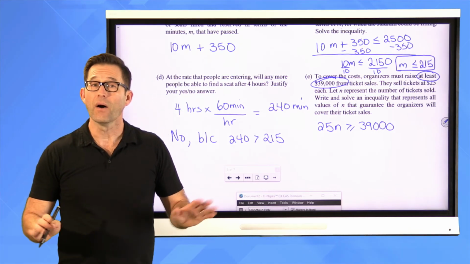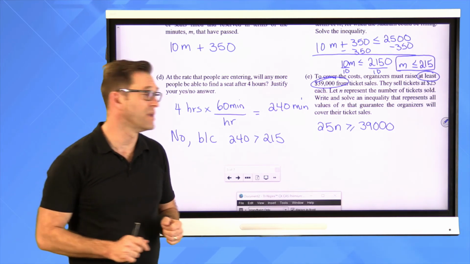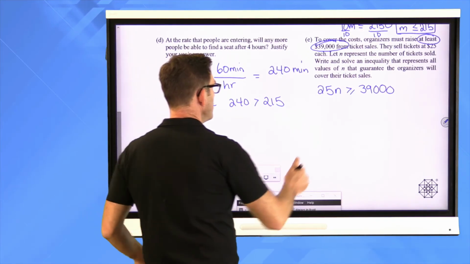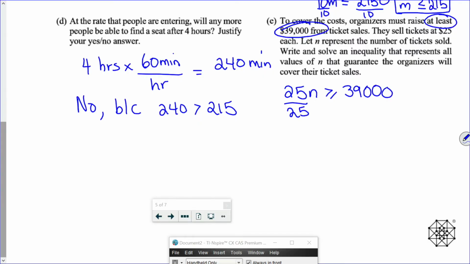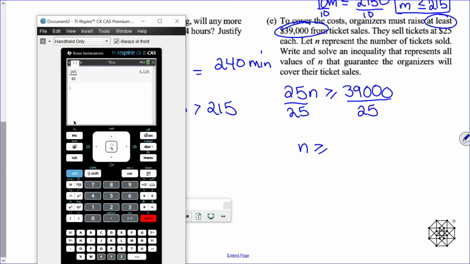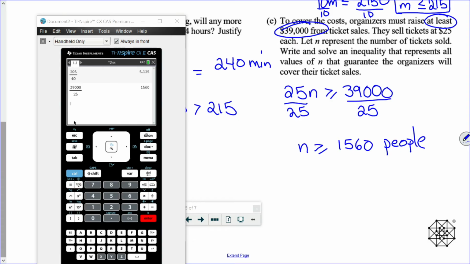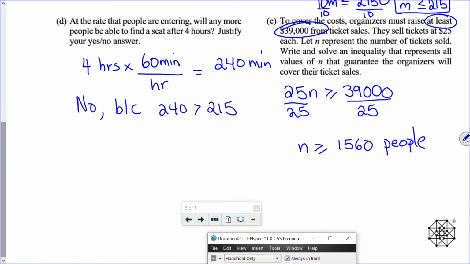Now solving this inequality is going to be a piece of cake. All I have to do is divide both sides by 25. Since I'm not dividing by a negative, there's no issue in terms of the direction of the inequality symbol. I'm going to use my calculator for this one. We could do it the old-fashioned way, but I don't want to take that much time. And I'll find that n must be greater than or equal to 1,560 people. Let me move my calculator back out of the way.